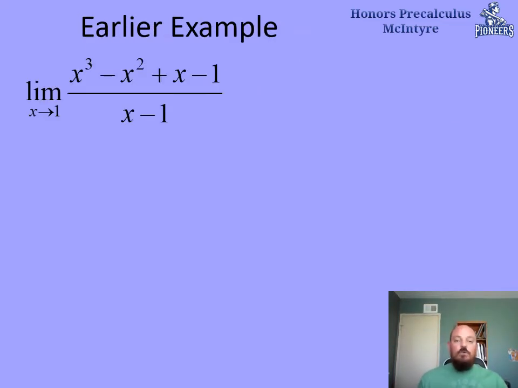So let's go back to our earlier example. This was the same example we just looked at. And we tried direct substitution. We already got the 0 over 0. I'll make a note of it. So we tried direct substitution. We got the 0 over 0.